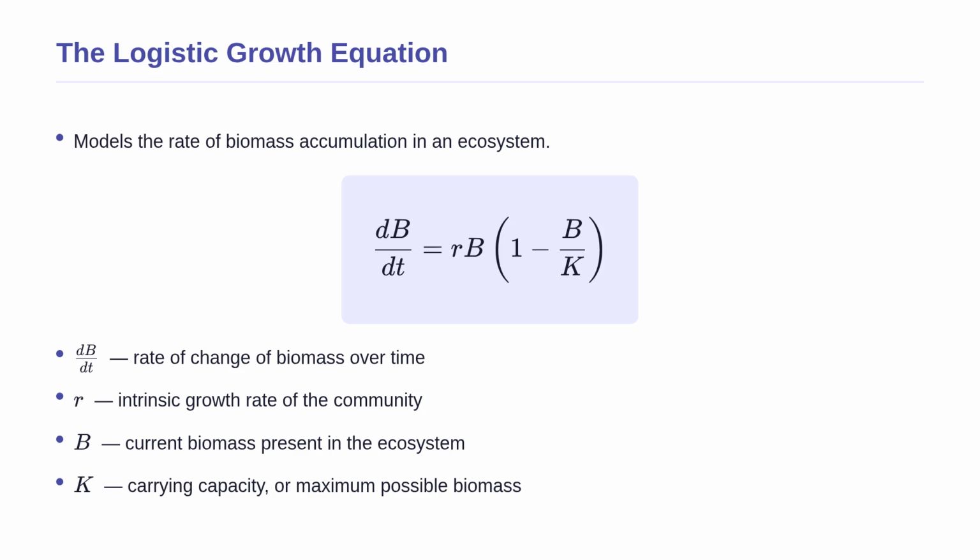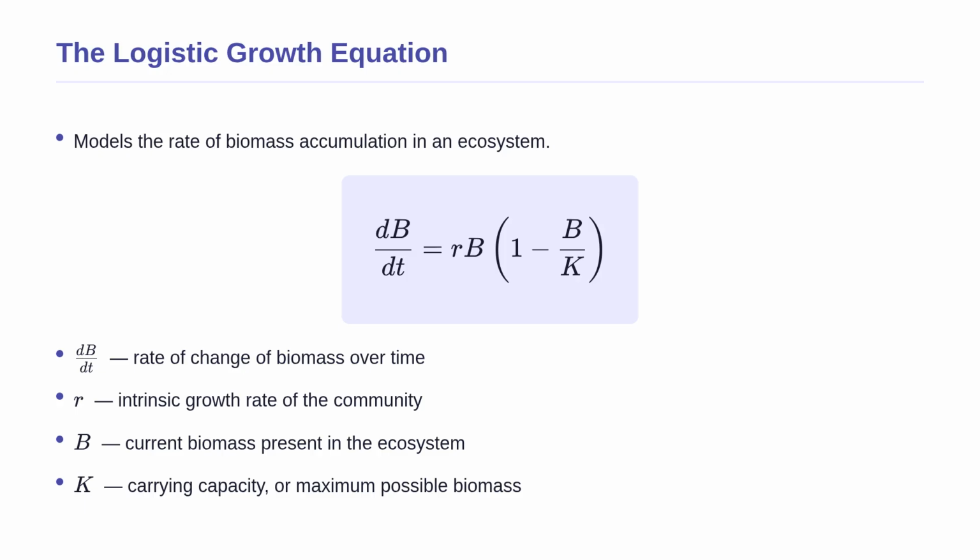The term dB/dt represents the rate of change of biomass over time, meaning how fast the ecosystem is packing on new weight. The symbol R stands for the intrinsic growth rate, telling us how aggressively species grow with unlimited resources. The variable B is the current biomass at any given moment. Finally, K represents the carrying capacity, which is the maximum biomass the environment can support.